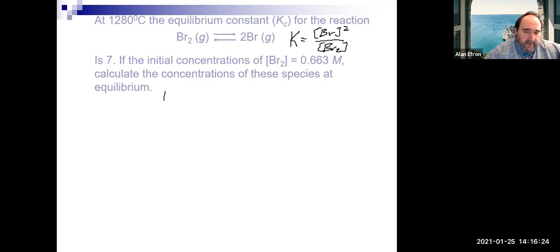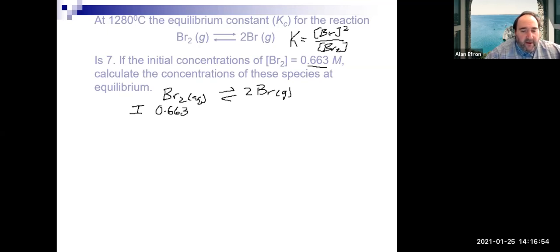The next thing that we want to do is really set up our ICE table, and our ICE table is set up basically by using the balanced equation. And we're going to start with our initial entry. So our initial entry is we have 0.663 molar Br2. Now you'll see in this problem that they do not mention anything about Br in here.